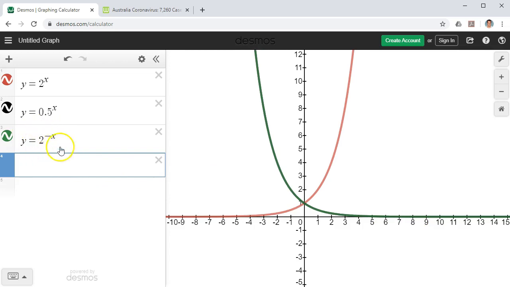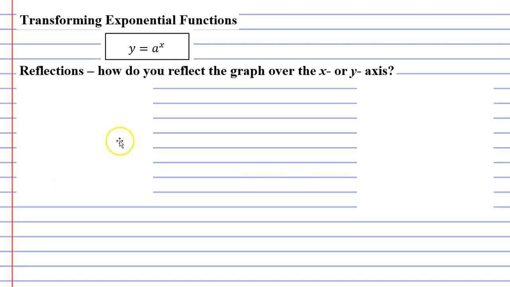So 2 to the power of negative x and 0.5 to the power of x actually give you the same graph. So if you ever want to model exponential decay, you can either use an a value between 0 and 1, or if your a value is more than 1, you can just put a negative in front of the x. Anyway, let's write a little note to ourselves about this.